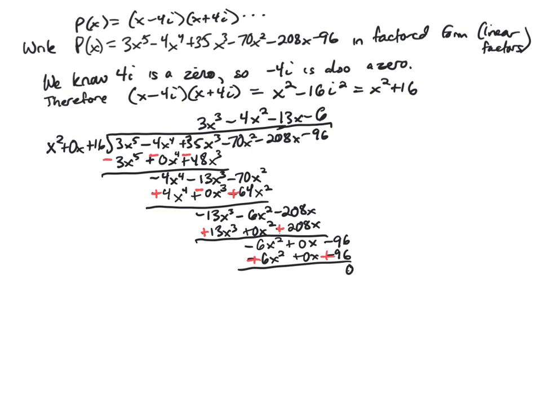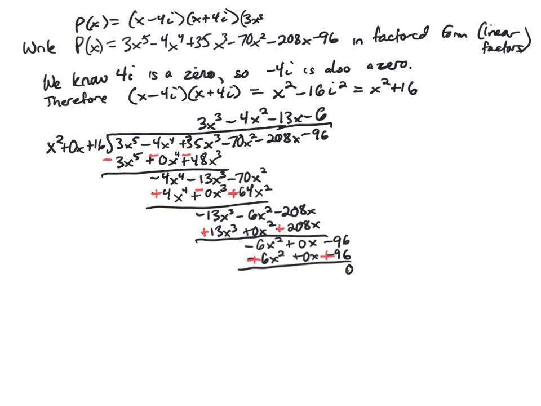So long story short, what I'm left with up here is now this quotient right here, this is what I'm going to put up there. So this is 3x cubed minus 4. Sorry, I'm too close to the top. Let me shift this down a little bit so it's easier to see.